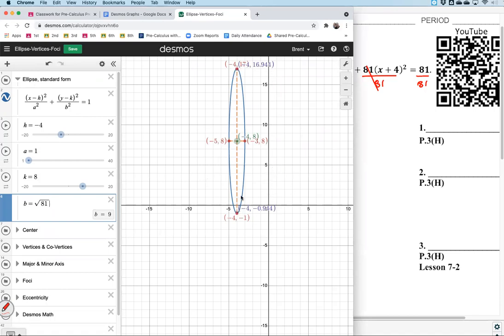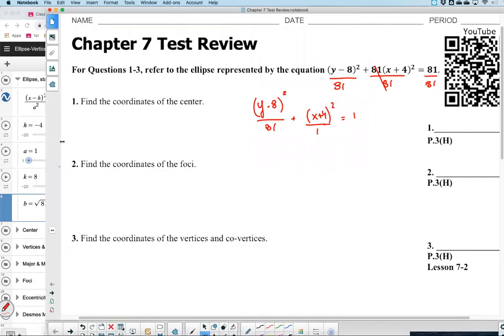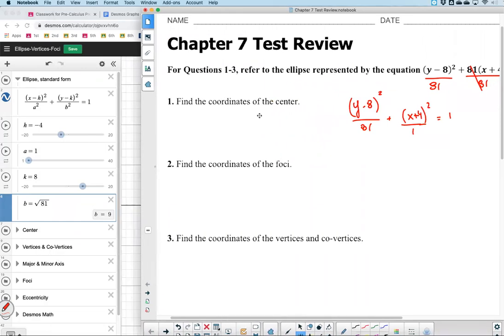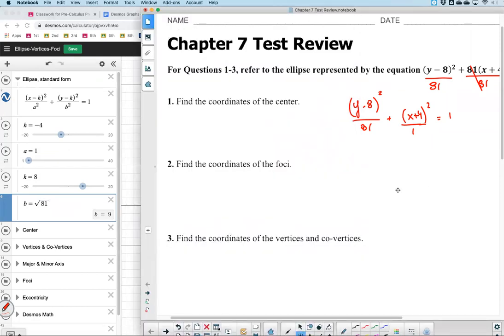All the values are solved in here. So as I try to solve this, let me shrink this a little bit. It says find the coordinates of the center. If you knew the inside opposites, it's going to be negative 4, 8. I guess that one we could have solved very easily without even using the calculator, just by saying inside opposites, negative 4, positive 8.